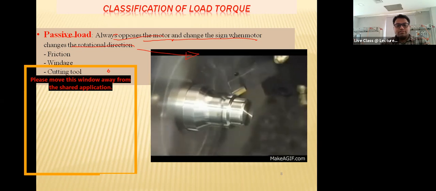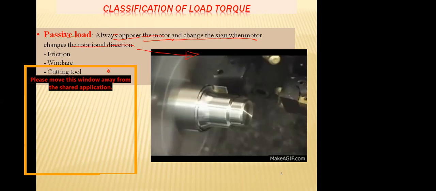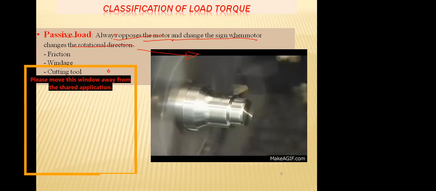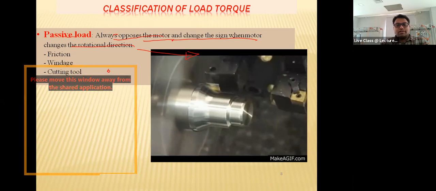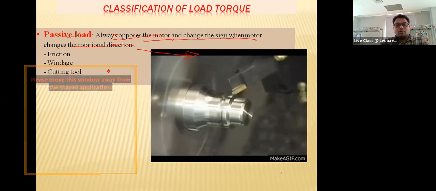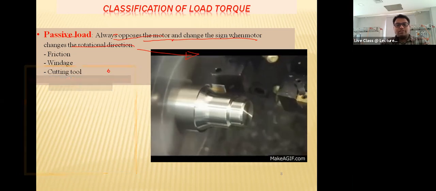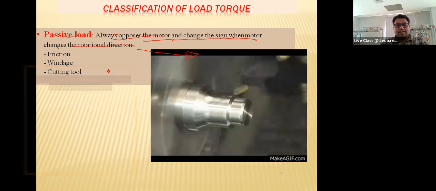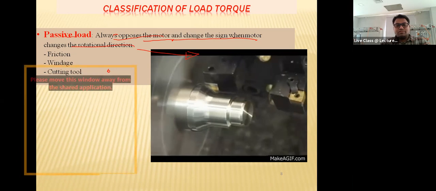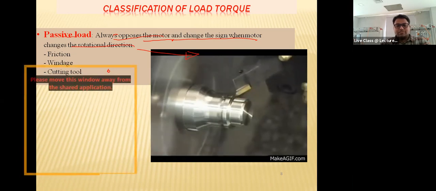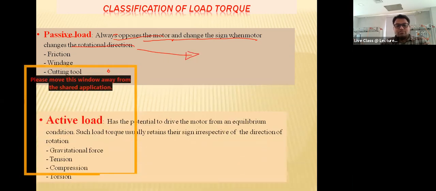Can you see the animation? So this cutting is happening because of friction only. Ultimately, it will oppose in whichever direction you move, and it will change sign whenever the motion direction changes, right? Now we go to active load.